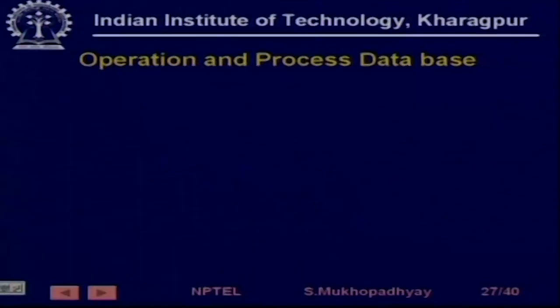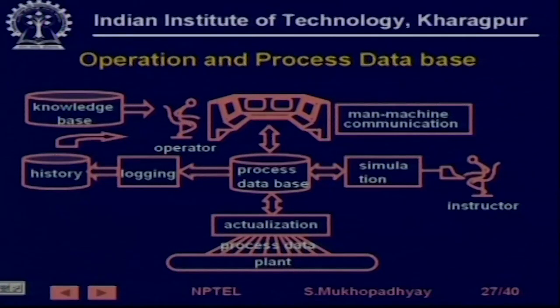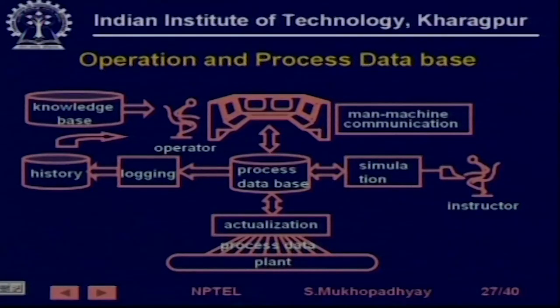We'll skip this, and before I leave level 2, we were discussing level 2, I'd like to say that both the optimization of set points as well as process monitoring require a lot of knowledge. So you have to have good process databases, and you also need a good knowledge base so that you can actually perform this computation. So this operation and process databases are very important components of supervisory control.